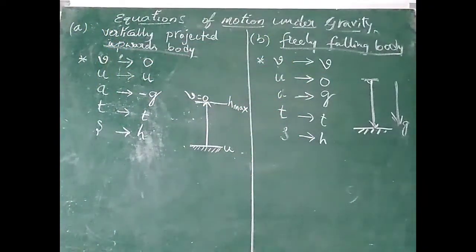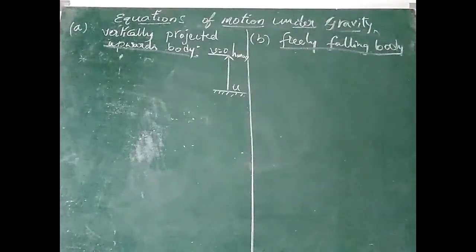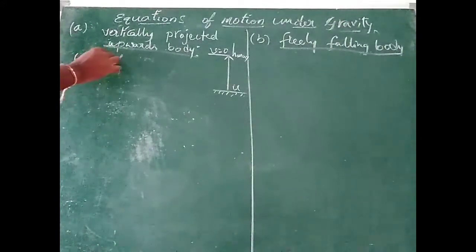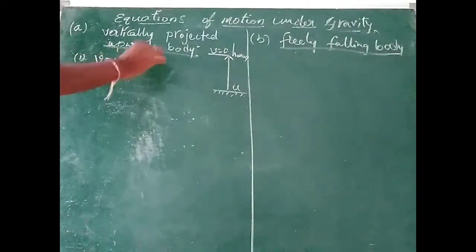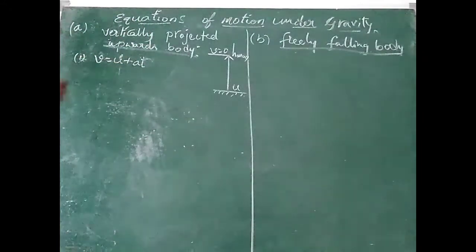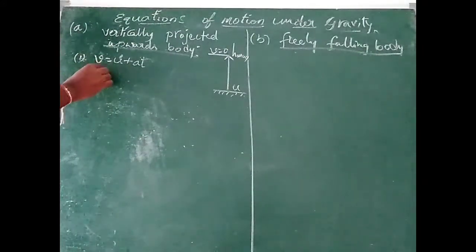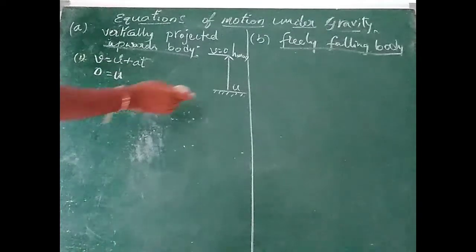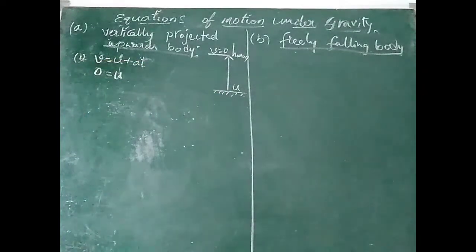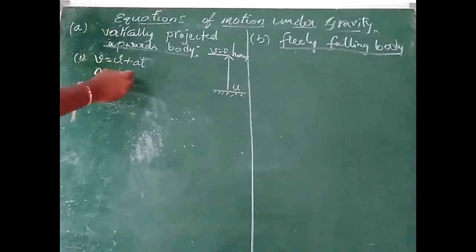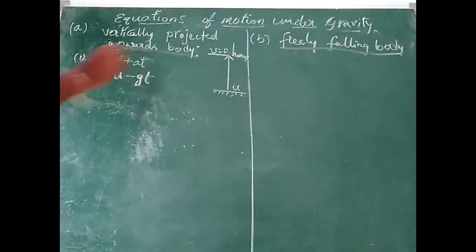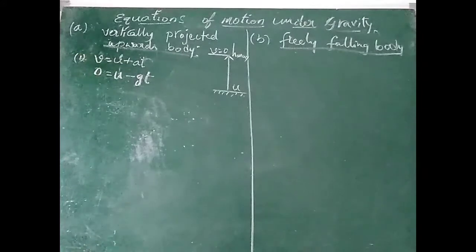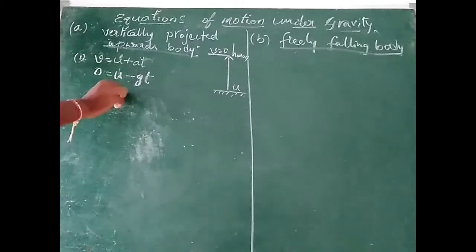Okay, let's check these equations. For the first equation of motion, v is equal to u plus at. So let's check equation 1. v is equal to u plus at. So at maximum height, v is equal to 0. So 0 is equal to u. Here a becomes minus g in a vertically projected body. So minus g t. So 0 is equal to u minus g t, and sending this minus g t to this side, u is equal to g t.